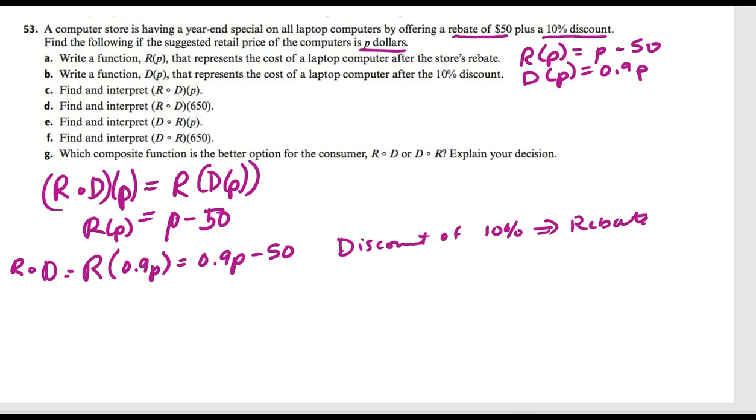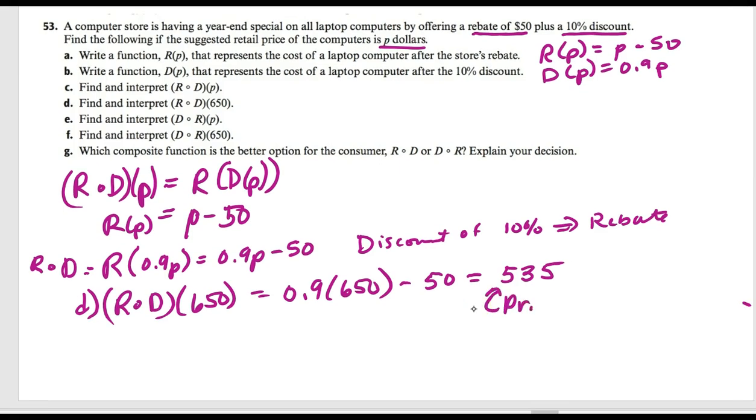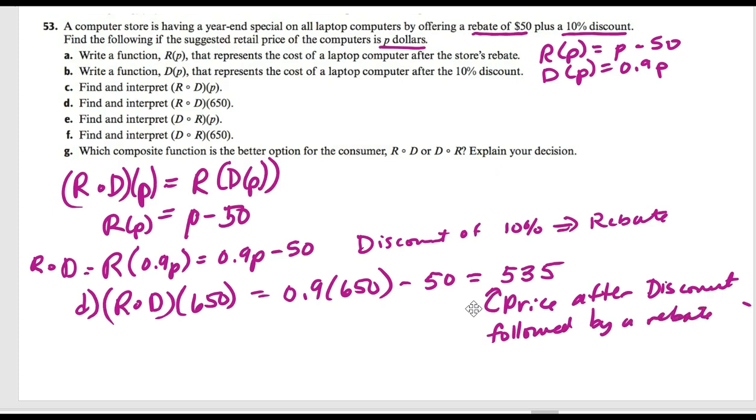This means that our laptop was discounted 10%, and then we got a rebate. Let's look at D. D says, find and interpret R composed with D at 650. So we can take our function from C and just evaluate it for 650. And we will get 535, the price after the discount followed by a rebate. So you have to look and see which one came first. Well, the input was a discount, right? And then we get a rebate.